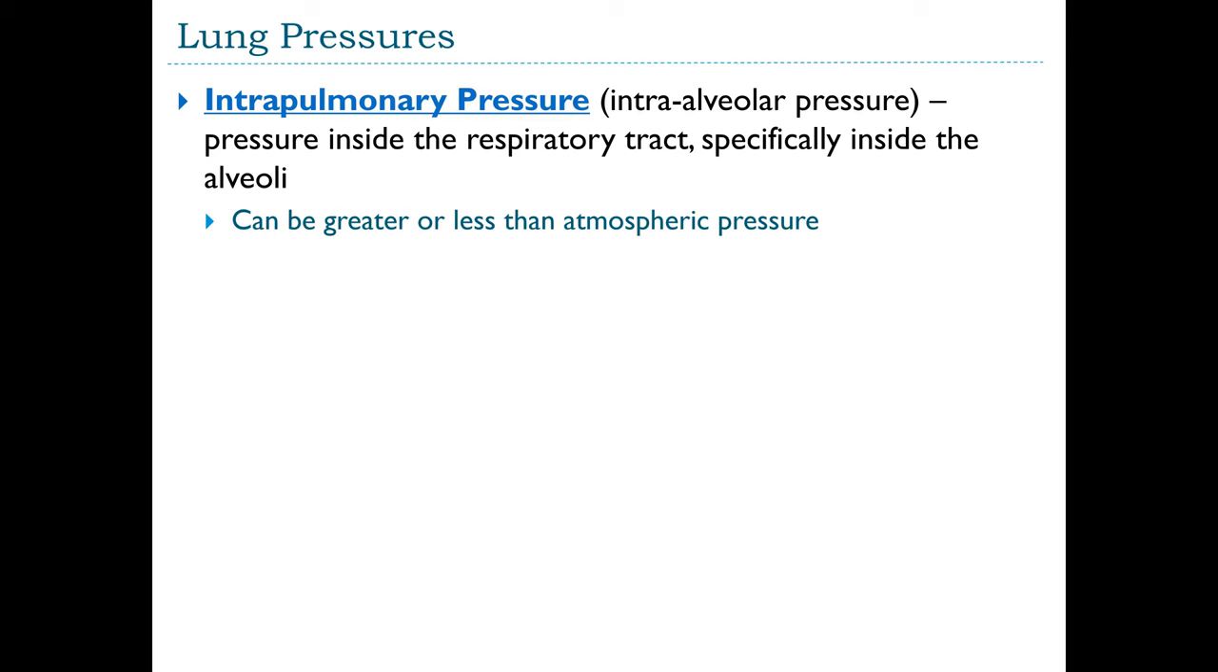As we discussed in the previous section, the intrapulmonary pressure can be greater or less than the atmospheric pressure. And this determines the direction of the airflow. So P outside would be the atmospheric pressure, and P inside would be the pressure inside the alveoli, or the intrapulmonary pressure. So as discussed before, if the pressure inside is lower, air moves into the lungs. And if the pressure inside is higher, air moves out of the lungs.